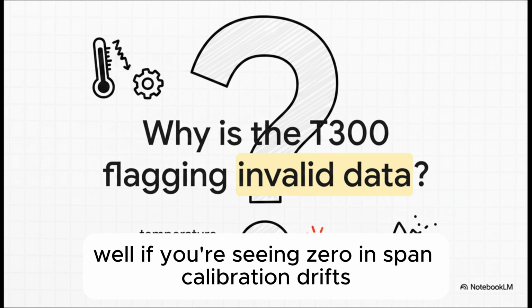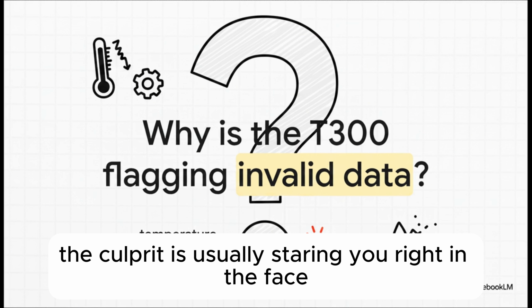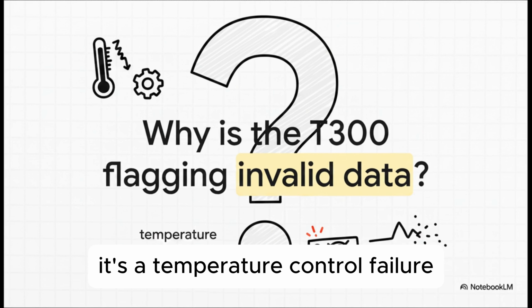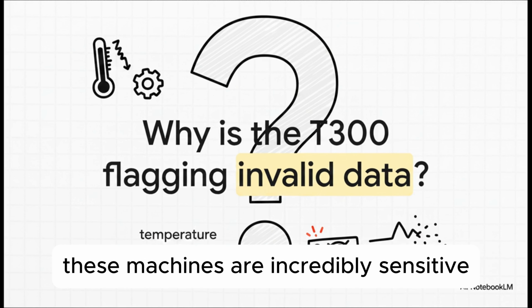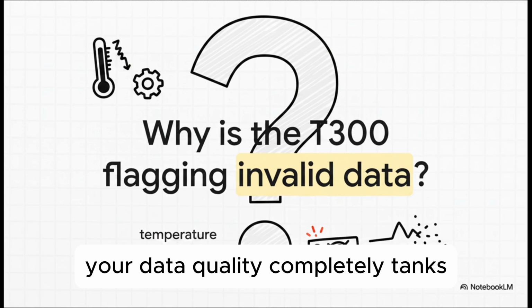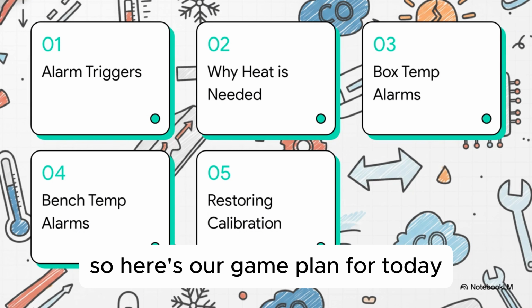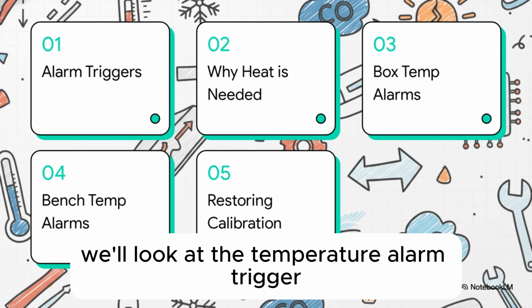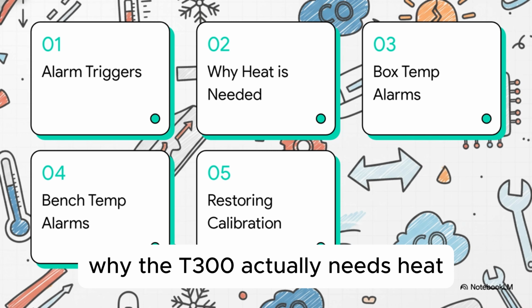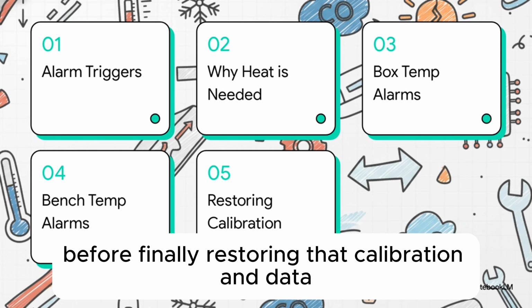Well, if you're seeing zero and span calibration drifts that cause these resets, the culprit is usually staring you right in the face. It's a temperature control failure. These machines are incredibly sensitive, and the second that internal climate gets thrown off, your data quality completely tanks. So here's our game plan for today. We'll look at the temperature alarm trigger, why the T300 actually needs heat, and then we'll diagnose both box temp and bench temp alarms before finally restoring that calibration and data.